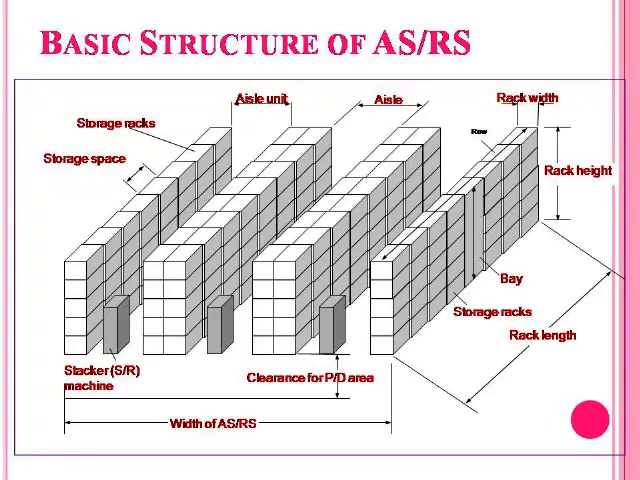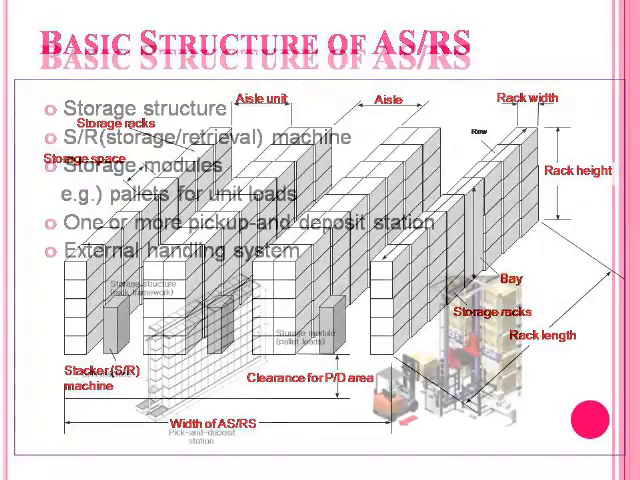And this total height is called the rack height, and this is the rack width and the rack depth. The depth indicates how much length of the component, or how many baskets in which the components are placed, can be kept in each storage rack. And this is the total rack length, and this is the total width of the ASRS. The width of the ASRS can be increased depending upon the space that is available on the shop floor. It can be increased, and a number of aisles and stacker racks can be constructed like this.